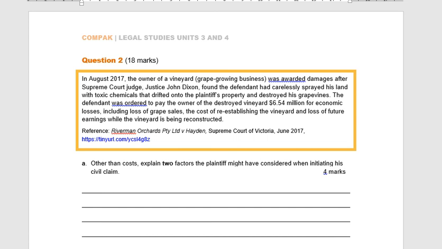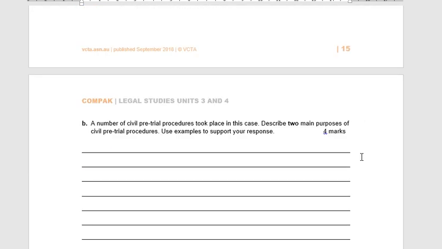Okay. Other than costs, explain two factors the plaintiff might have considered when initiating his civil claim. Okay, so scrap costs, but not costs. So any of the other four, limitation of actions and so on. Explain two of them. So state what it is and go into a bit more depth on each of those. It's going to be 4 marks.